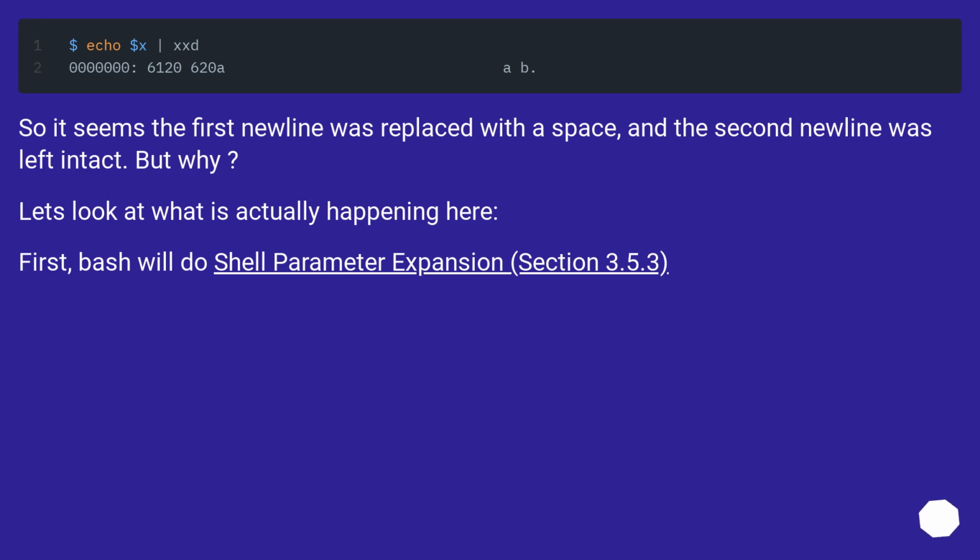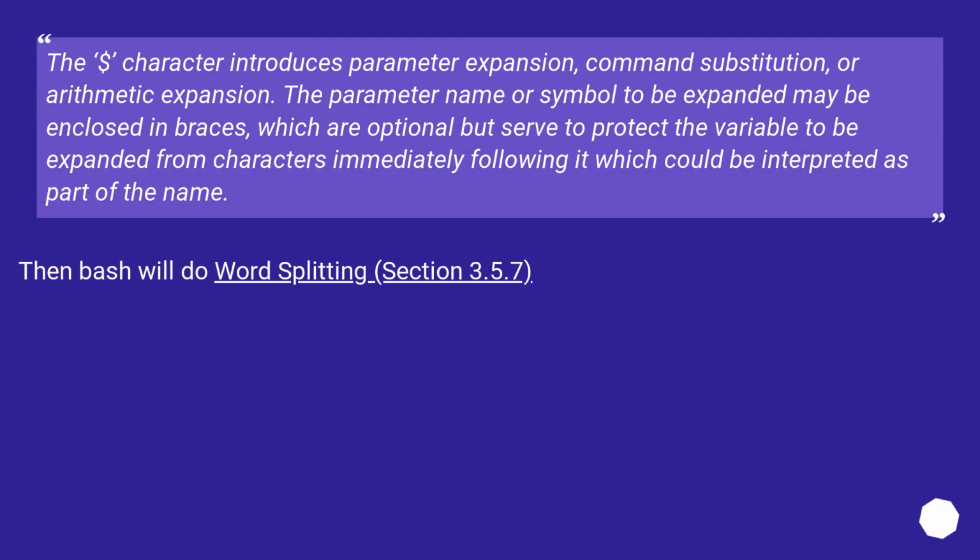First, bash will do shell parameter expansion, section 3.5.3. The dollar character introduces parameter expansion, command substitution, or arithmetic expansion. The parameter name or symbol to be expanded may be enclosed in braces, which are optional but serve to protect the variable to be expanded from characters immediately following it, which could be interpreted as part of the name. Then bash will do word splitting, section 3.5.7.